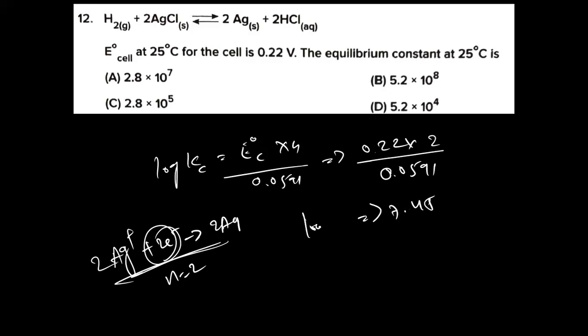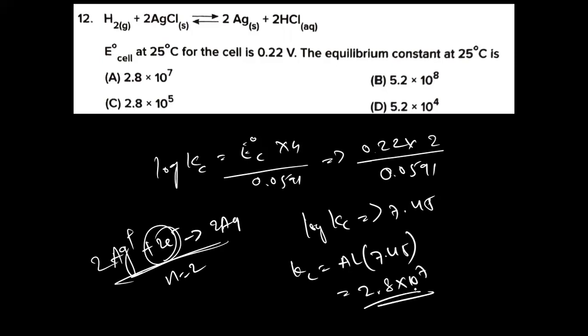This is log Kc. And we have to find out equilibrium constant Kc. Then if log Kc is 7.45, then Kc is equal to anti-log of 7.45, which is equal to 2.8 into 10 power 7. That is option A.